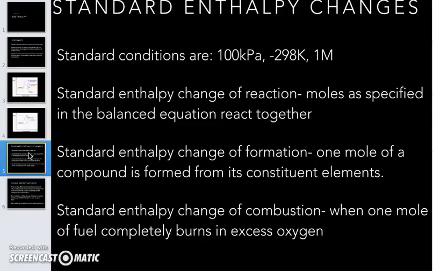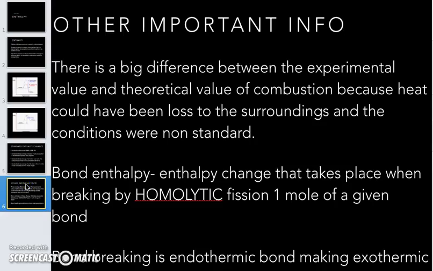When you're writing the equation for the enthalpy change of formation, you need to make sure that the product only has 1 mole, and for combustion, it'll always be a negative value. Other important information: in exams, they ask you why there's a big difference between the experimental value and the theoretical value, and this is because there could have been heat loss to the surroundings and the conditions were non-standard.